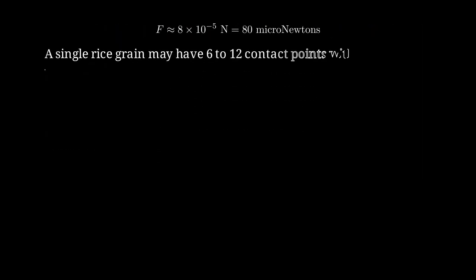A single rice grain in a clump may have 6 to 12 contact points with neighbors. The total adhesion force is then 500 micronewtons to 1 millinewton. Total force equals 500 to 1,000 micronewtons.